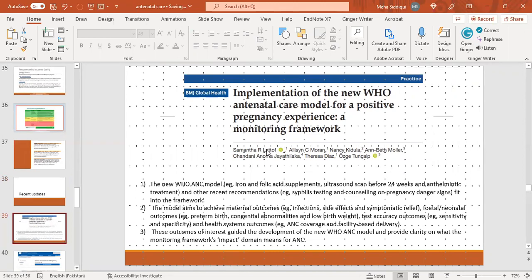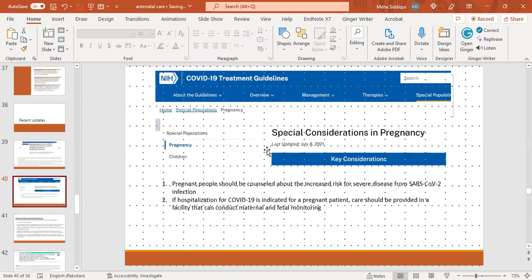The model aims to achieve maternal outcomes like infection, side effects, and symptomatic relief; fetal and neonatal outcomes, that is preterm birth, congenital abnormalities, and low birth weight; test accuracy outcomes in terms of sensitivity and specificity; and health system outcomes, that is antenatal care coverage and facility-based delivery. These outcomes of interest guided the development of the new WHO antenatal care model and provide clarity on what the monitoring framework's impact domain means for antenatal care.